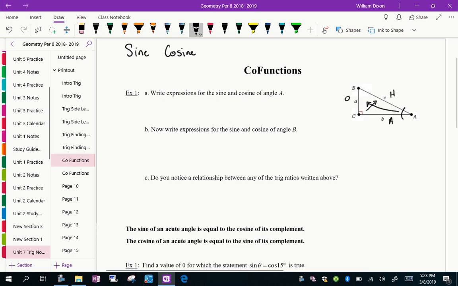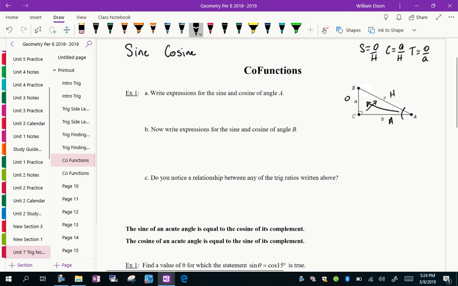All right, before we even start, we're going to put up top the sine equals the opposite over the hypotenuse. The cosine equals the adjacent over the hypotenuse. And then the tangent equals the opposite over adjacent.